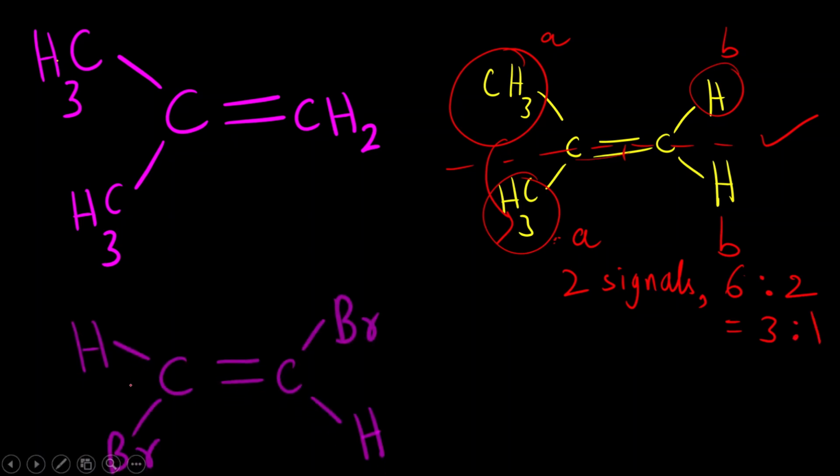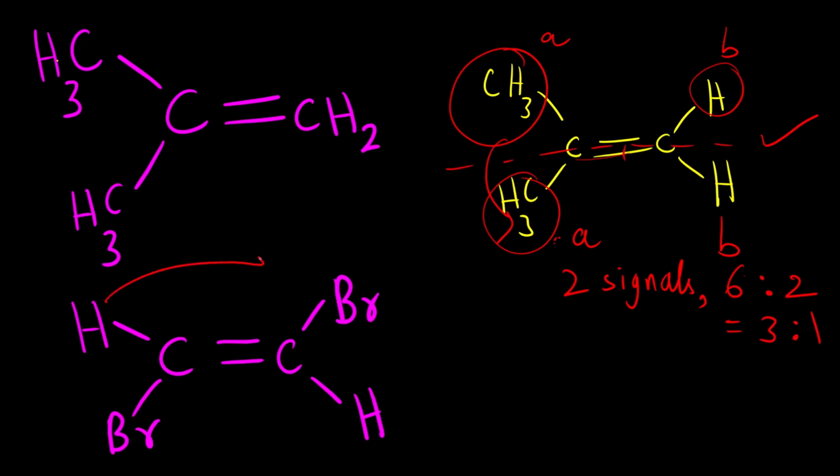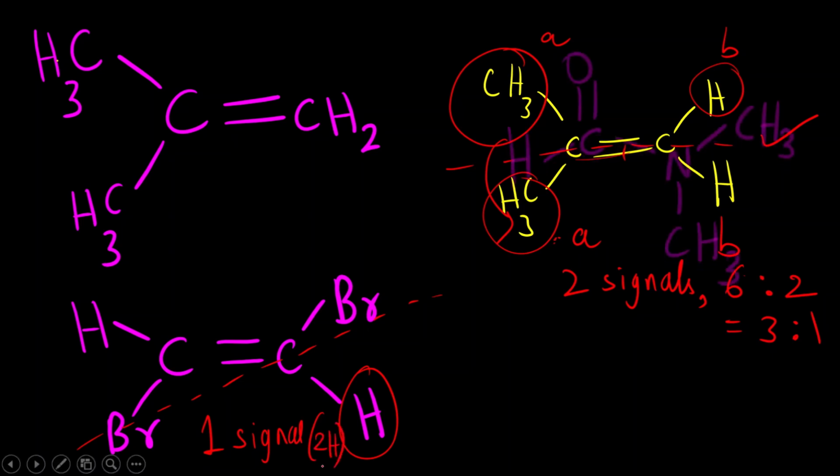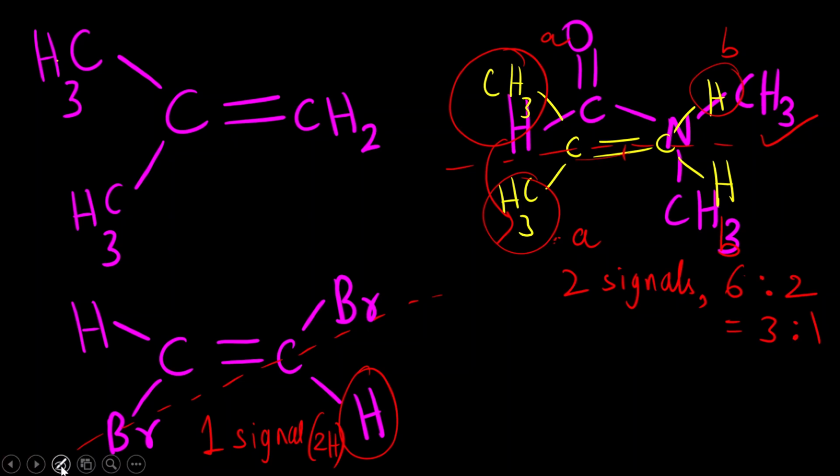Okay, now let us see one more example. Here, this hydrogen is cis to Br, and both the Brs are trans to hydrogen. Similarly, this hydrogen also has the same chemical environment. If I draw a plane like this, you can see there is a plane present. So both are equivalent, and here we will see one signal of 2 protons. Okay, this is a very interesting and important example.